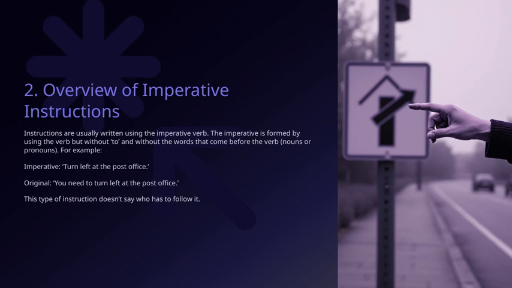Another important aspect is that these instructions don't specify who should follow them. They're just commands or directions that anyone can understand and act on. This makes them very clear and straightforward, especially in manuals, signs, or guidelines where clarity is essential. Understanding this structure helps us see how imperative instructions are effective in communication, because they cut straight to the action without extra details. This ties into the overall theme of clear, concise communication, making instructions easy to follow without confusion.